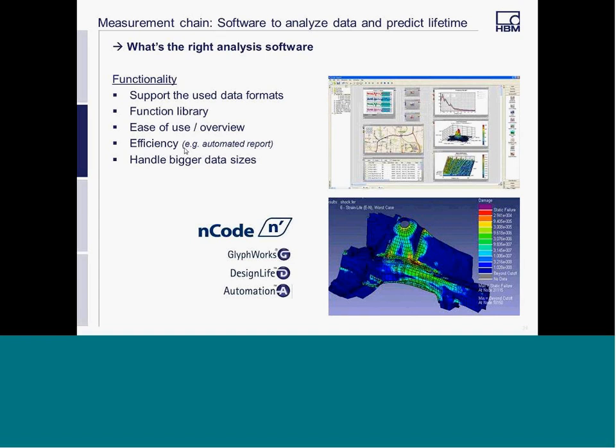And last but not least, the software must be able to handle bigger data sizes. You know this problem with 2 gigabytes, 32-bit, 64-bit system. So such a software should also handle bigger data sizes. In the world of HBM, this analysis software came from the brand Encode, and the names are there: CliffWorks, DesignLife, and Automation.